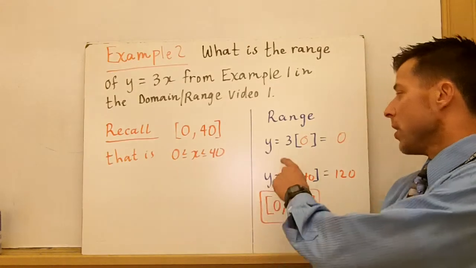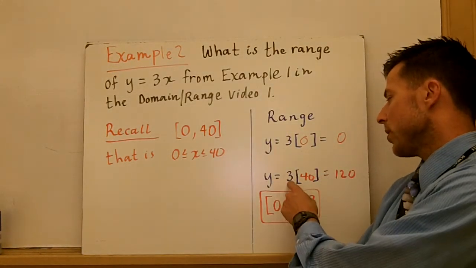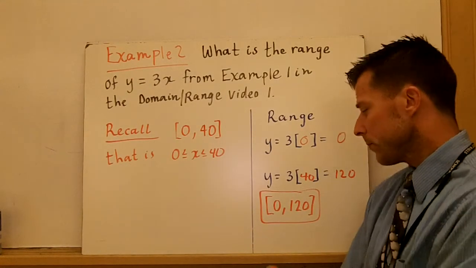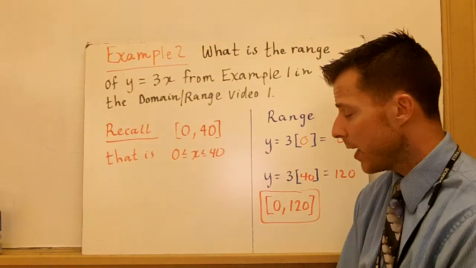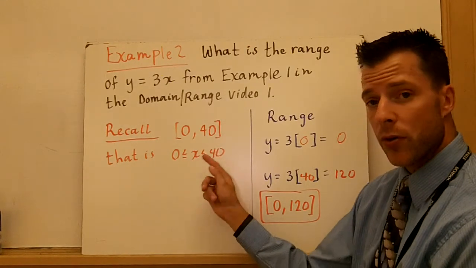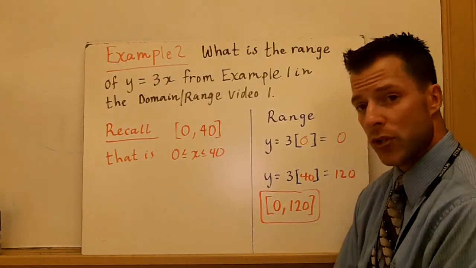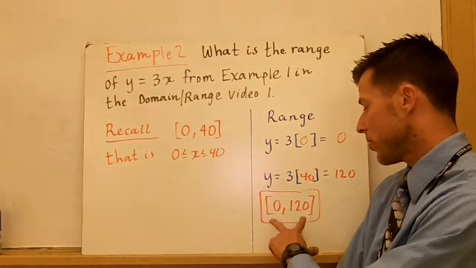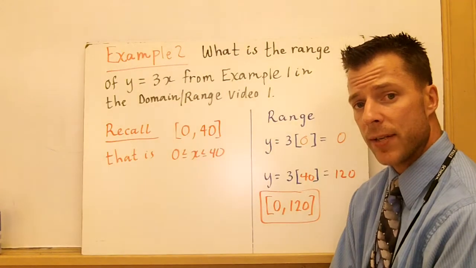So let's look. For the range, y equals 3 times 0, which is 0, and y equals 3 times 40, which is 120. So my range is from 0 to 120. Since all of these are going to be integers or whole numbers, these would all be whole numbers between 0 and 120, and I include both of them. This is a linear equation, a linear function, so I can have those brackets there because nothing is going to be undefined.